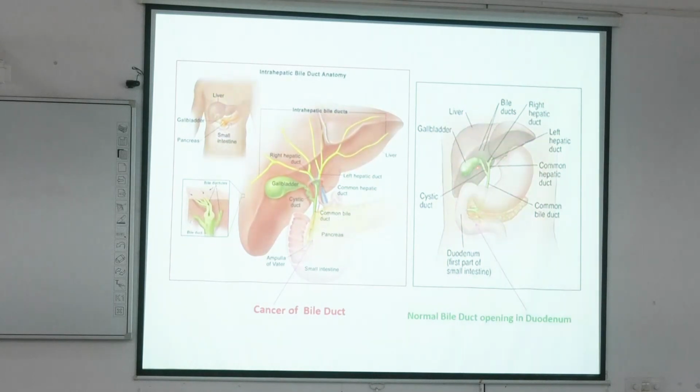So, any problem in this region will cause obstruction, right from this part anywhere. Suppose here if there is a block, that will also cause some amount of obstruction, but the major obstruction will occur if there is something in the bile duct, right from here up to the opening. So, that is the importance of this picture.